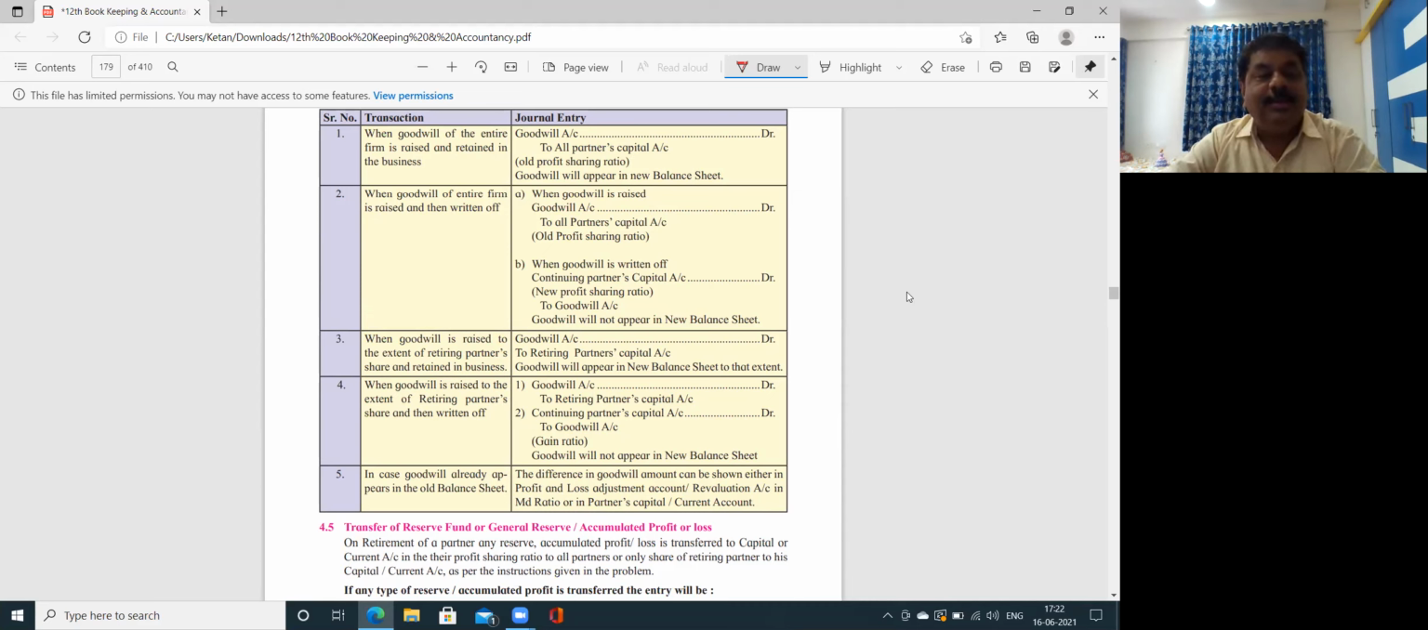Okay. Now the cases are given to you. Number one, when goodwill of the entire firm, all the firm, is raised and retained in the business. Entry: goodwill account debit to all partners' capital accounts in their old ratio. So in this case, there is only one entry of the goodwill. Goodwill will appear, capital account credited as by goodwill, and will be distributed between all partners in their old ratio. And as there is only one entry, goodwill will appear in the new balance sheet. Look at this, it appears in the new balance sheet as an asset.